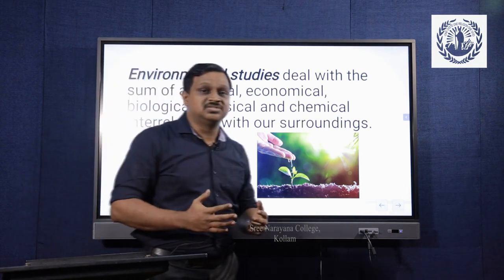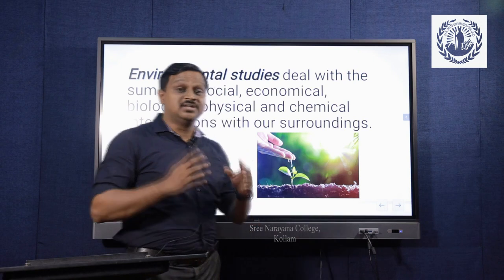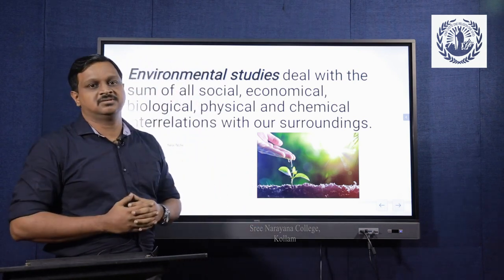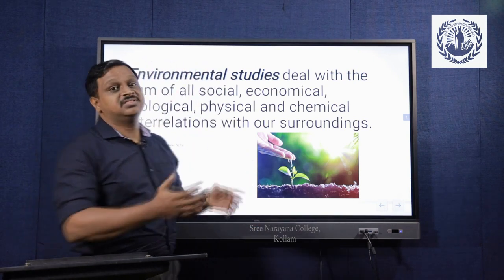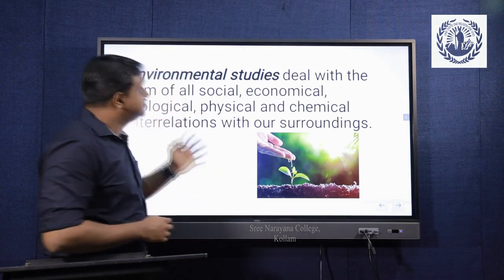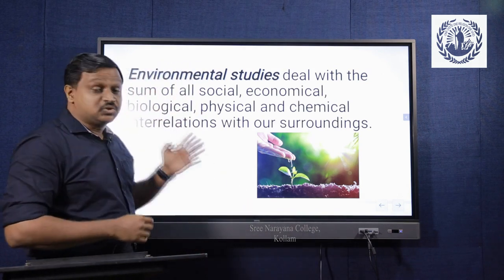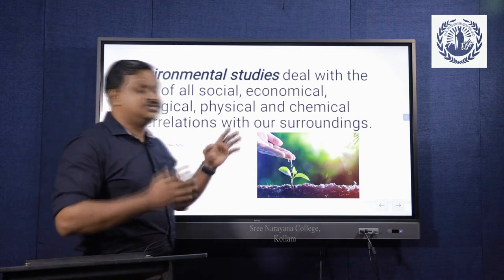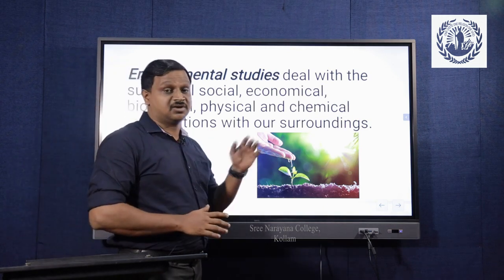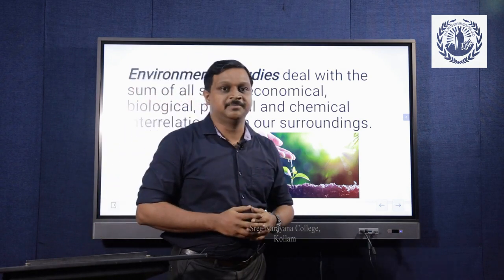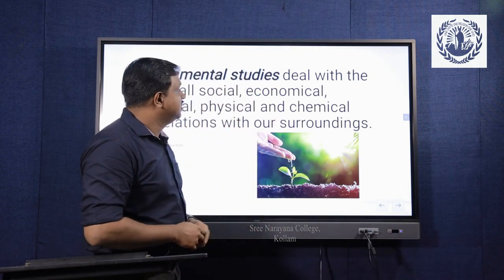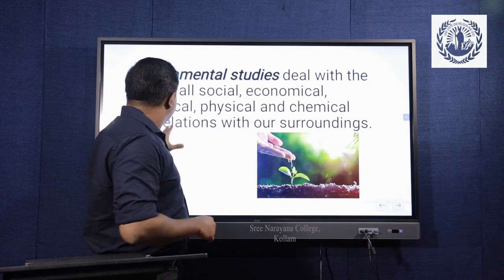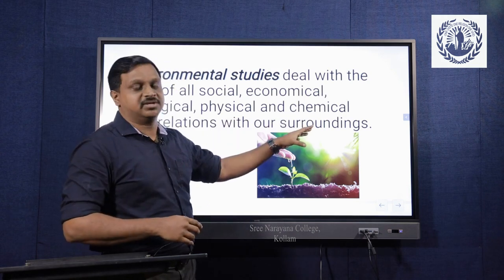So our first question is, what is environmental science, or what do environmental studies deal with? For the definition, it deals with the sum of all social, economical, biological, physical and chemical interrelations with our surroundings. Our surroundings means it is actually the environment. So here you can see that there is a close relation between chemical interactions and our surroundings.